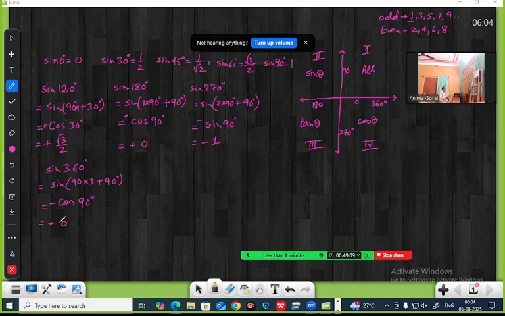Now you see, we found all the values. In this way, you can find all the values.